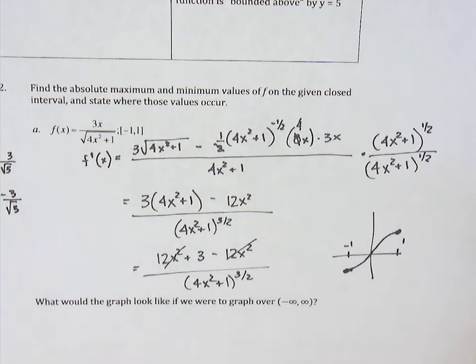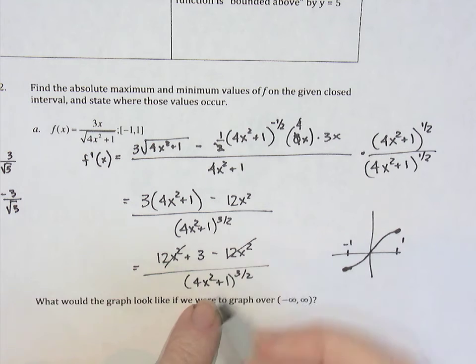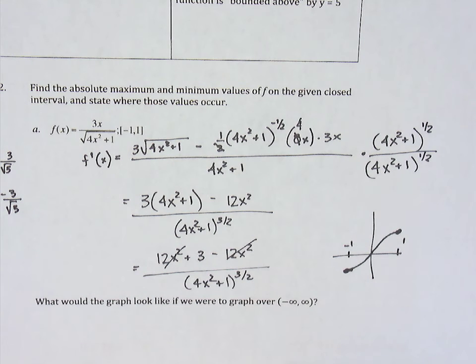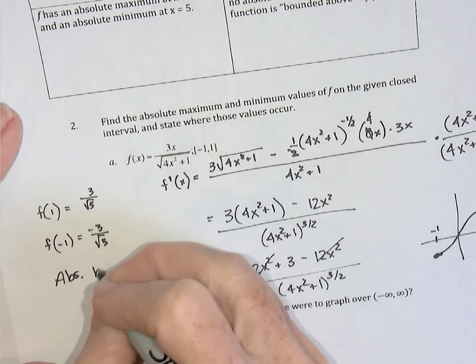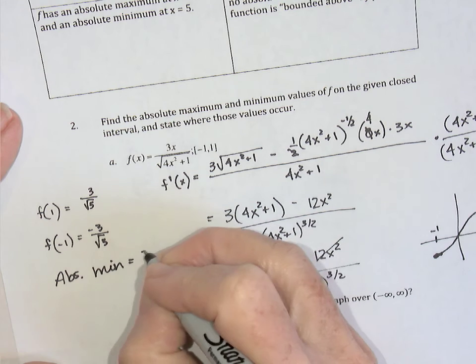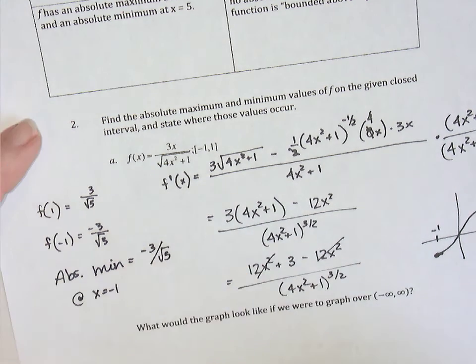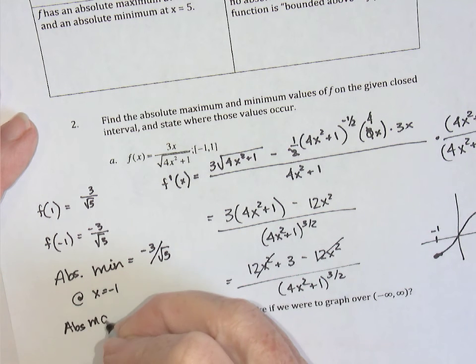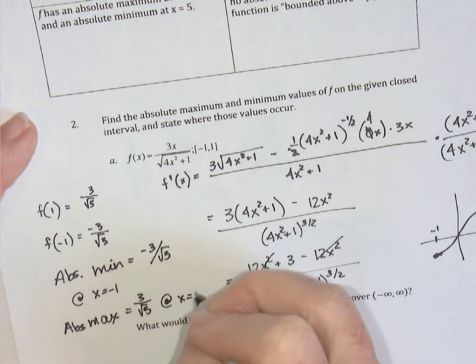The other thing I know is that the derivative that I have is always positive, right? It's always 3 over some positive number. So I know that this is always increasing. So my absolute minimum value of the function is -3 over square root of 5, and it happens at x equals -1. And the absolute max is 3 over square root of 5, and it happens at x equals +1.